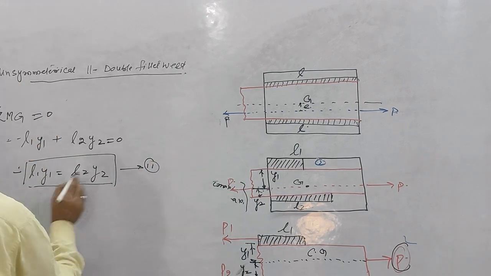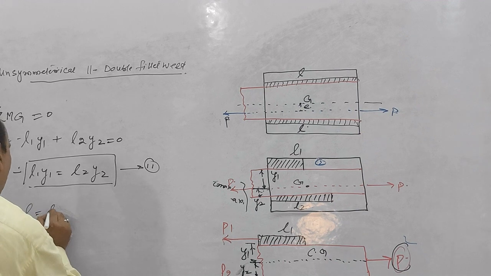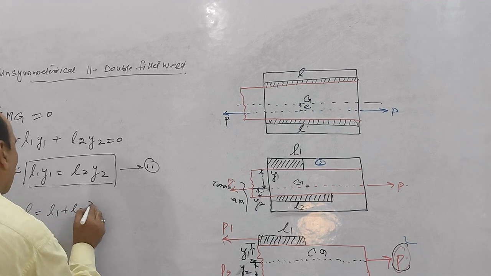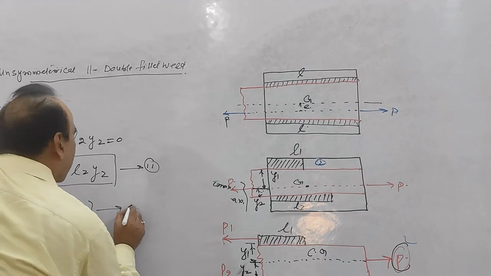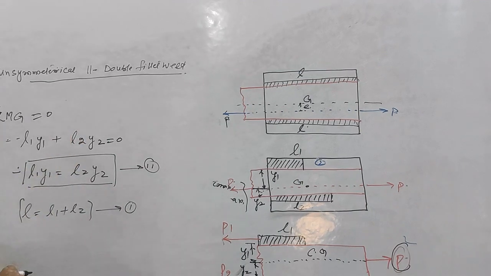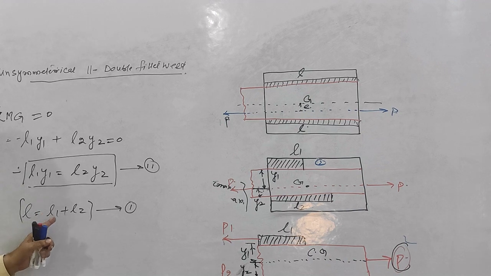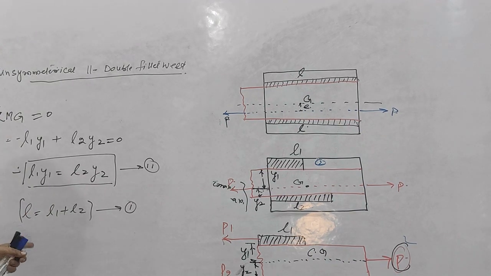And the first equation, what is it? L is equal to L1 plus L2, right? This is your equation number 1. So by solving these two equations, you will get some values in the numericals. By solving these two equations, you will get the values of L1 and L2, the lengths of the belts. So I think this is clear to you. If there is any problem, you tell me.